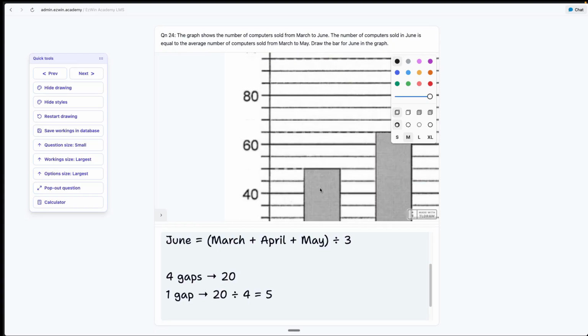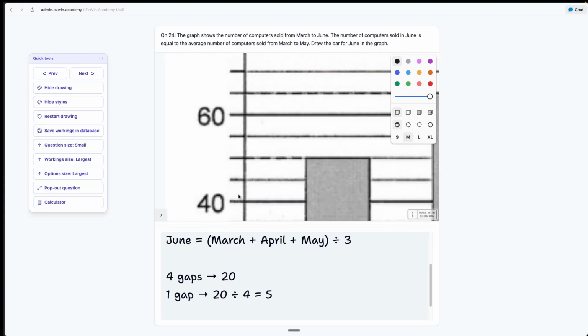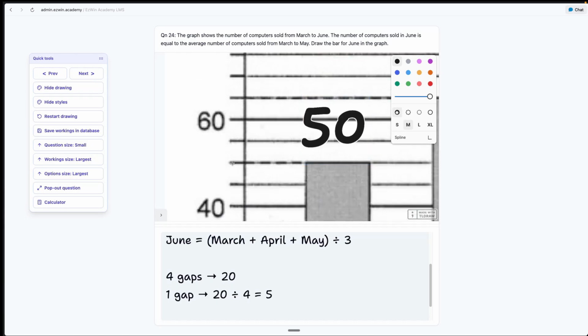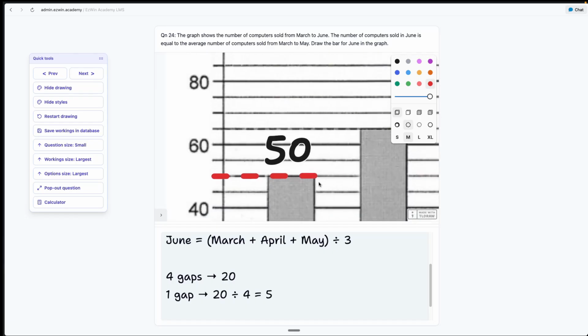So for March, this will be 40. Let me use the line here. 40, 45, and this will be 50. Okay, so I'm going to write down here 50, right, like this. Okay, let's move on. Then let me just put a line as well so it's easier to see, like this. Gonna put red and like that. Okay, so this is 50. Let's move on to the next one.